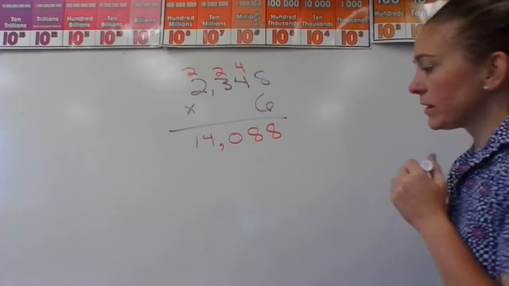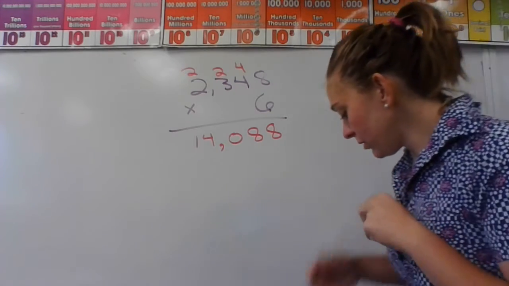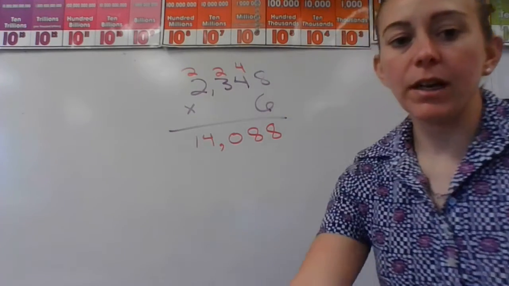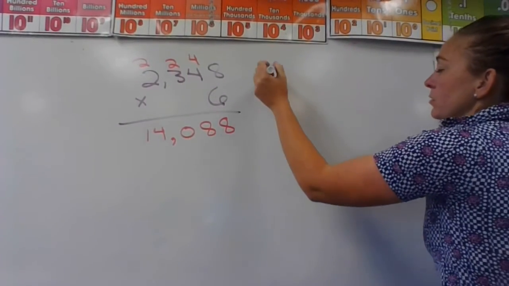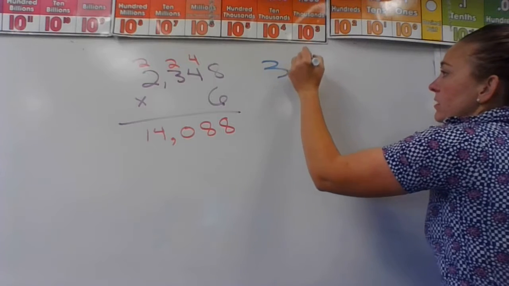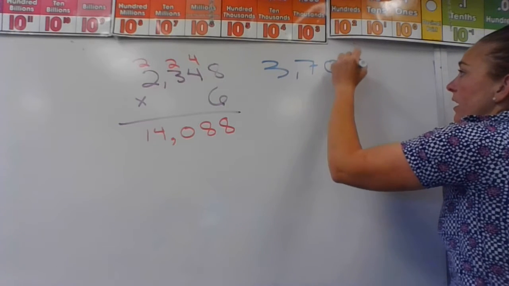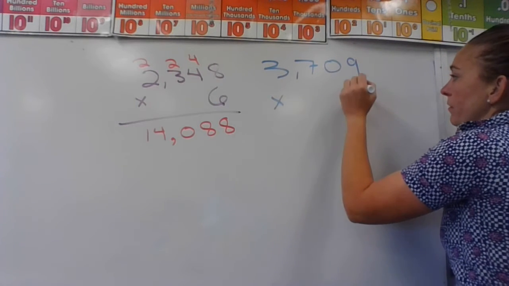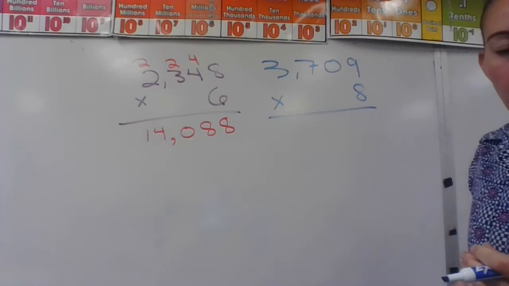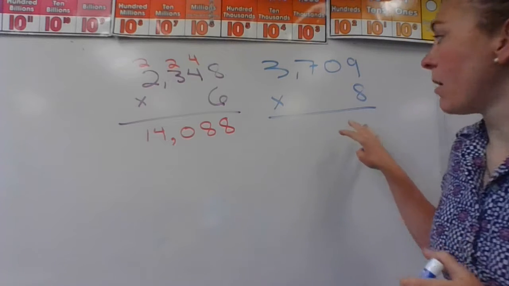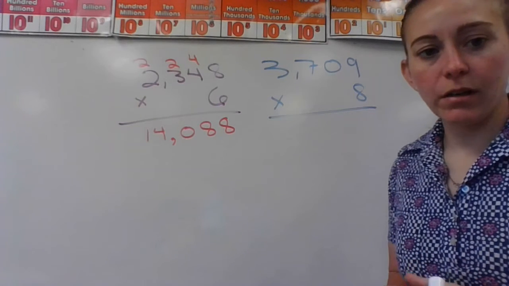All right, so let's do one. I'm going to put another one up here, and you can do it, and then I'll let you have some time to check it on your side. So let's do 3,709 times 7, I don't know, 8. All right, so go ahead and stop your computer, pause it. Go ahead and solve this problem on your paper, and then we'll check it here in just a second.